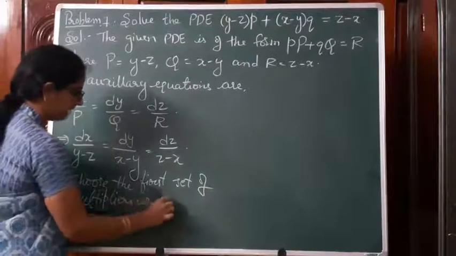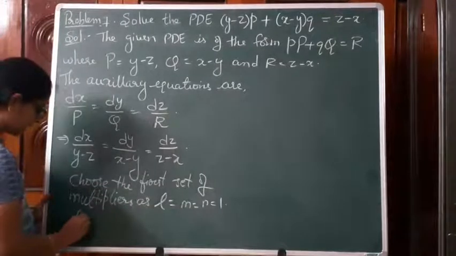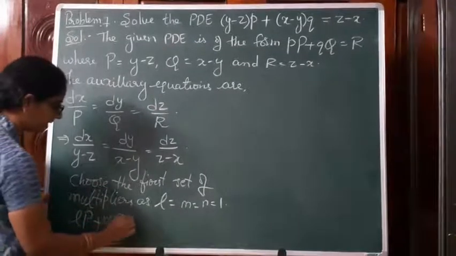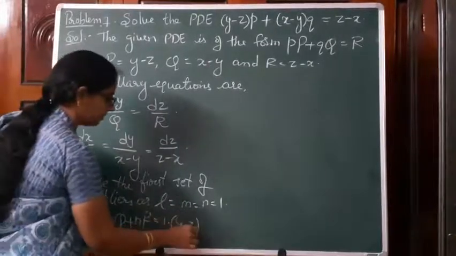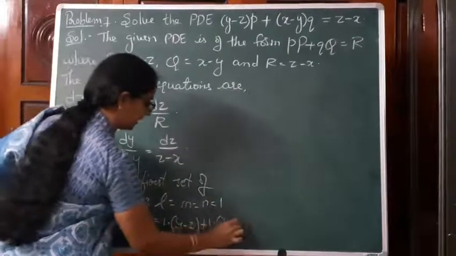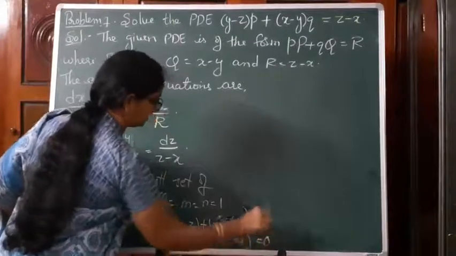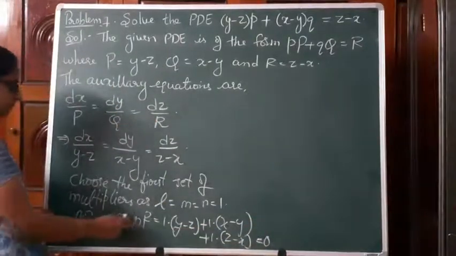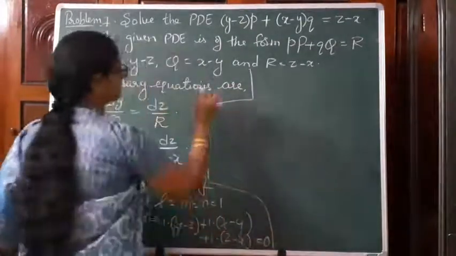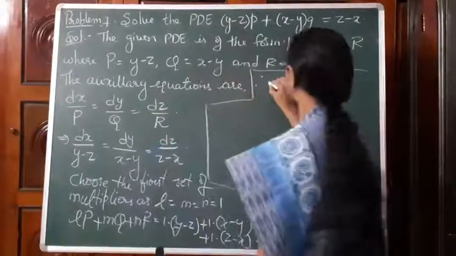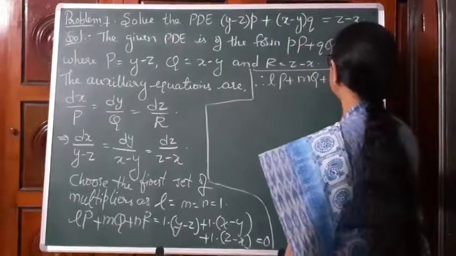Multipliers as l equals m equals n equals 1. Then what happens to lP plus mQ plus nR? This is 1 into (y minus z) plus 1 into (x minus y) plus 1 into (z minus x), which is equal to 0. Therefore lP plus mQ plus nR is 0, and hence by the above explanation which we have discussed already, what do we get? lP plus mQ plus nR is equal to 0.